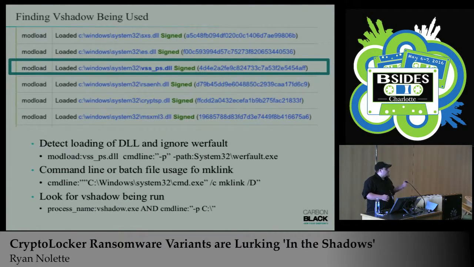VSS admin can get used in different queries. It can get used in various different uses, but vss.ps.dll is only used when VSS admin is executed. So that's one of the first things I started to look for. Set this alert, see when it executed and how it's executing. Lo and behold, I kicked this off in an environment of about 5,000 endpoints, and I have false positives. There's this file called weirfault.exe, which I can't remember what it does, but it also uses that DLL. So I just made it ignore that pretty much and started to minimize this.